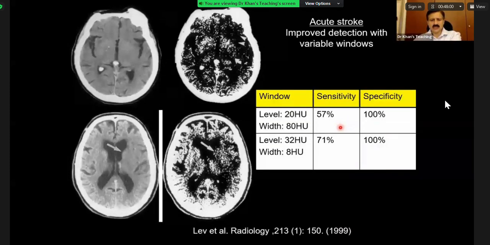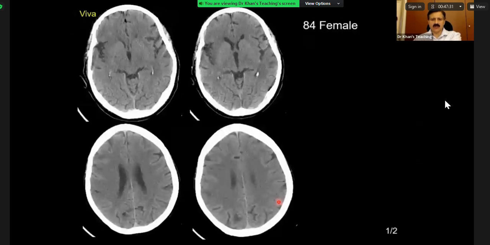This study tells us that the sensitivity increases from 57 to 71% if you use it. So in your clinical practice, first of all, you have to develop your eyes to use it. Then use it in your exam. You can ask the examiner that I would like to confirm it on an acute infarction window if it is a subtle finding.